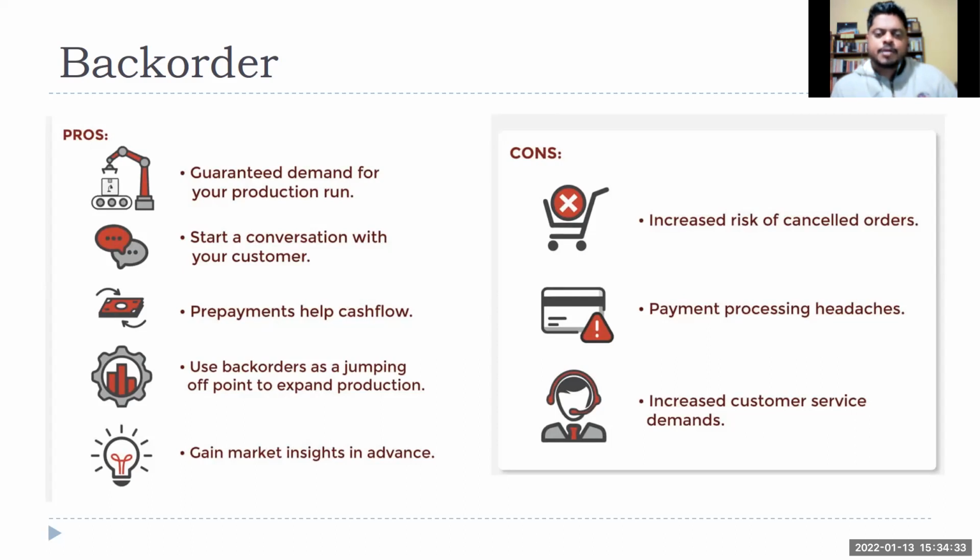Use backorders as a jumping off point to expand production, right? So if backorders keep happening for the next few months, few years, now a plant manager actually has a point saying that you always come back to backorder. We have to increase our production capacity. We have to put in a new assembly line, or we have to get into a new plant altogether, right?